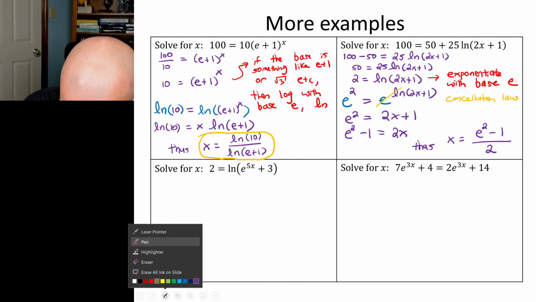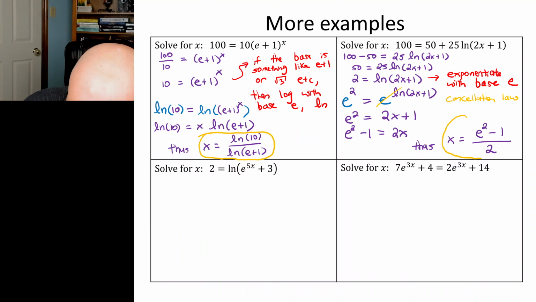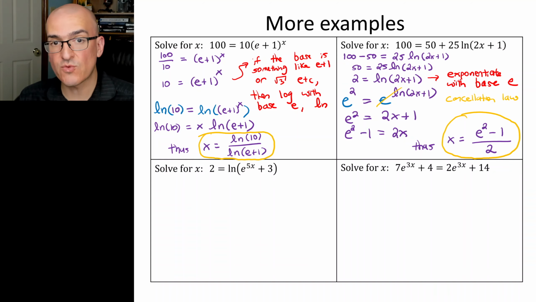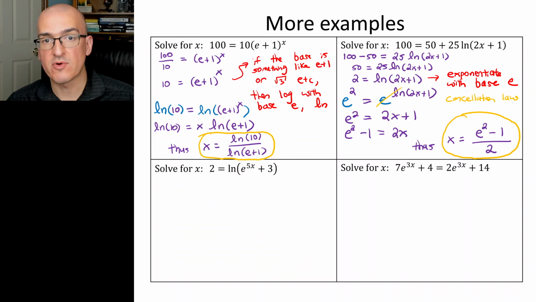Be cautious when you're working with expressions like this. That minus 1 is not up in the exponent, the 2. It's e squared and then that whole thing minus 1. So be careful where you put numbers. If it's not an exponent, don't put it in an exponent.